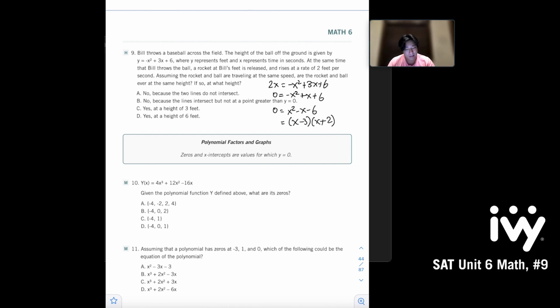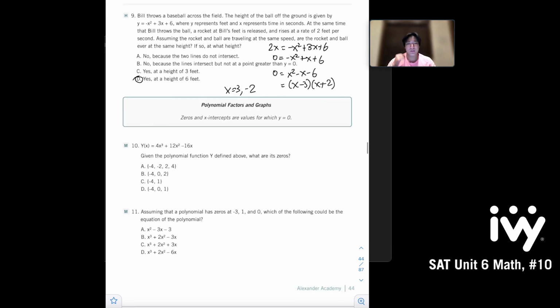So that means at the times x equals 3 and x equals negative 2, these two will be at the same height. However, negative 2 seconds doesn't really make sense, so we're going to say that they are the same height at 3 seconds. So be careful not to pick C, but if we plug this back into our equations, well, y equals 2x, we'll see that this will occur at 6 feet, or D.